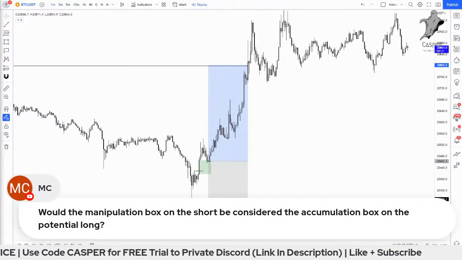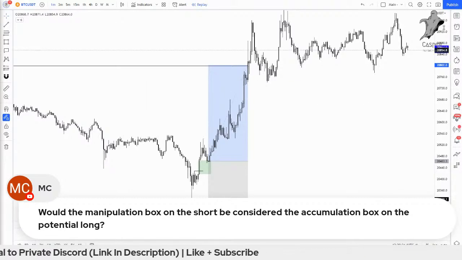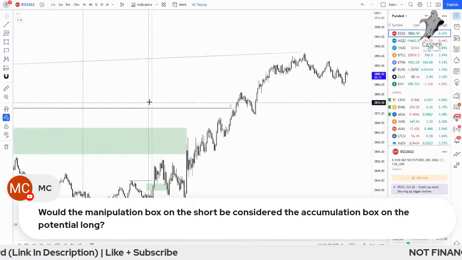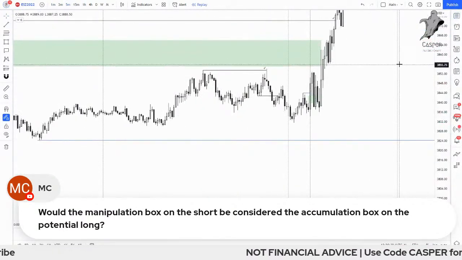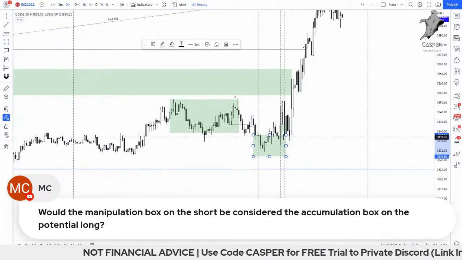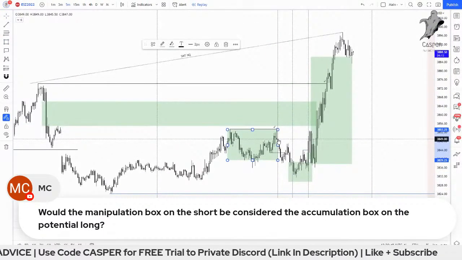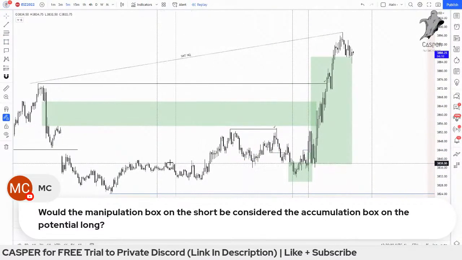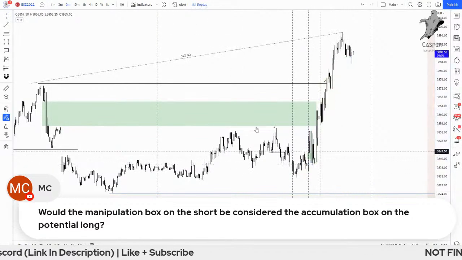So, would the manipulation box on the short consider the accumulation box on the potential long? Yeah, okay, that's another thing with ES. That was another perspective I looked at. It was just the times is why I didn't look at it like that, because afterwards I saw, okay, this might be accumulation and then manipulation, and that's what it was. But for me, whenever I was looking at it for the times, I wanted to see accumulation after midnight. That's where I usually look for it. But I can see what you're saying.